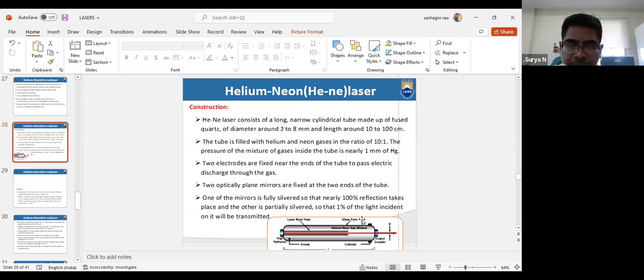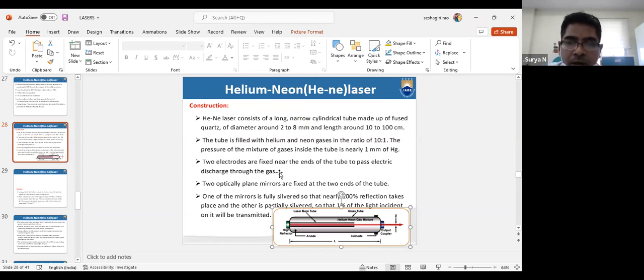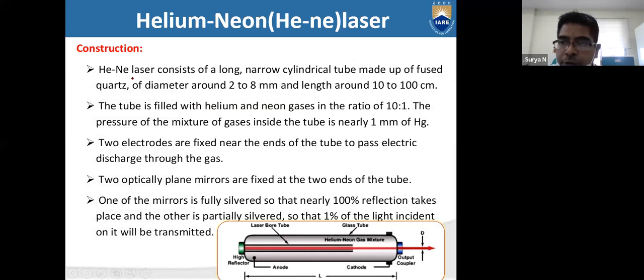Right. So helium neon laser consists of a long, narrow cylindrical tube made up of fused quartz, of diameter around 2 to 8 millimeters and length around 10 to 100 centimeters. So this is the construction. This is what the helium neon laser is. So it's a long tube. The tube is filled with helium and neon gases in the ratio of 10:1.